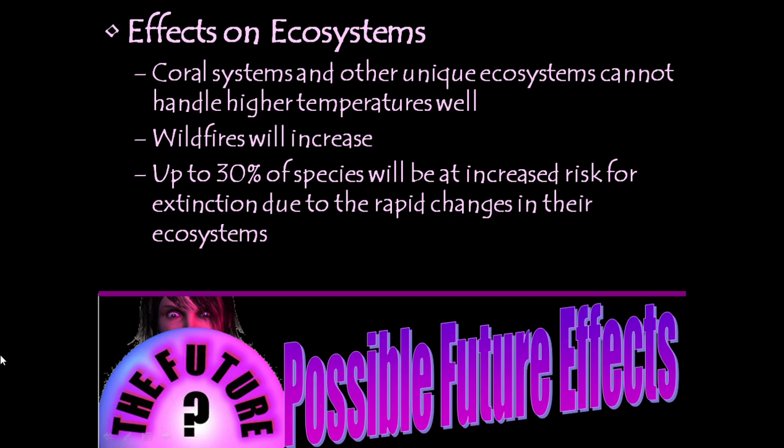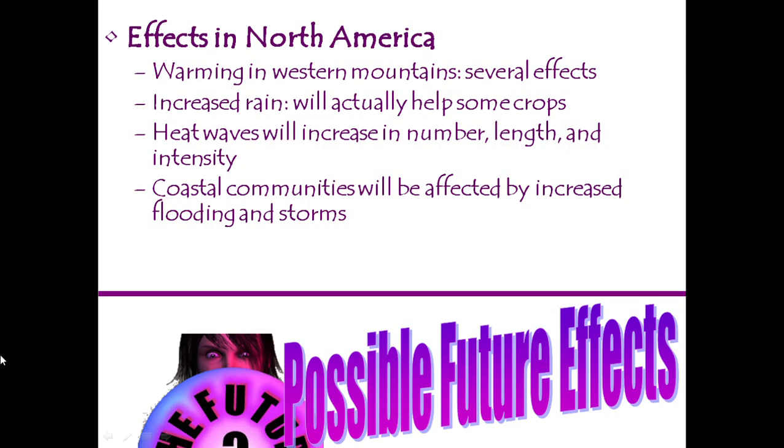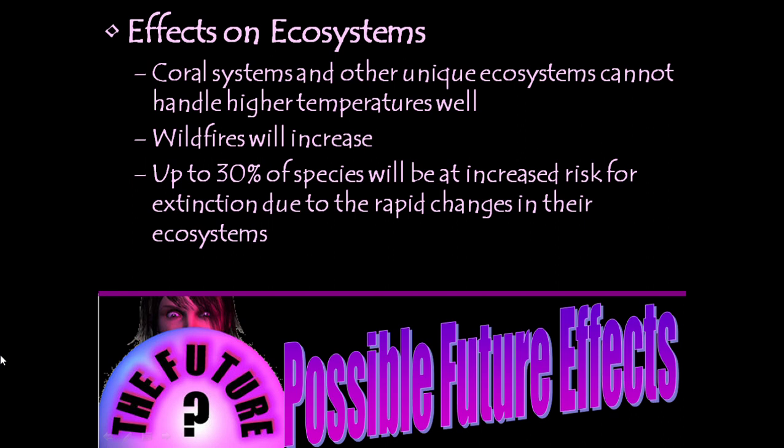Now, effects on ecosystems. Coral systems and other unique ecosystems cannot handle higher temperatures, and wildfires will increase. About 30% of species will be at increased risk of extinction due to the rapid changes in the ecosystems, which are happening right now. This we saw about effects on ecosystems because of our greenhouse gases.